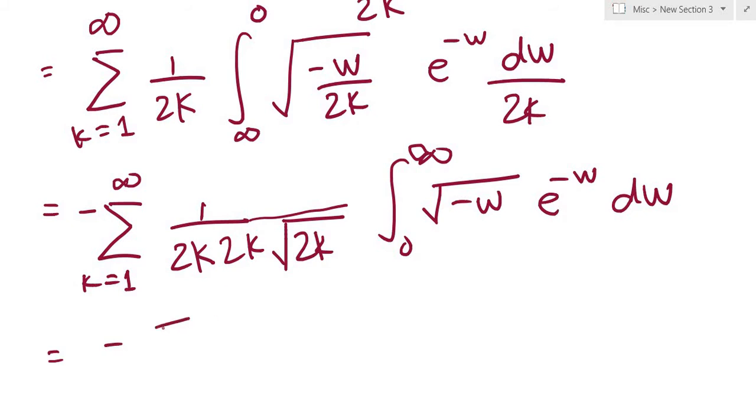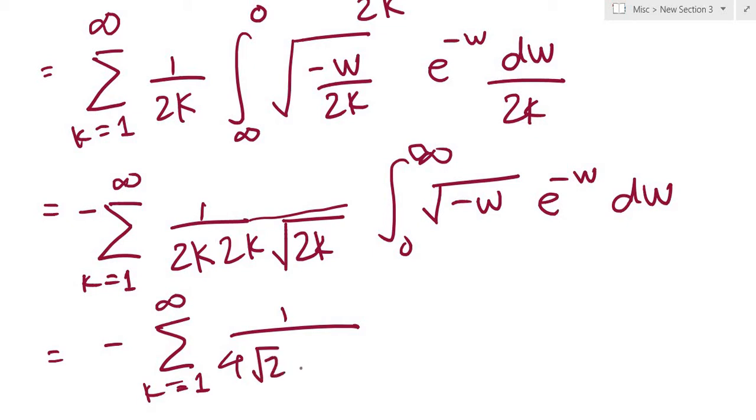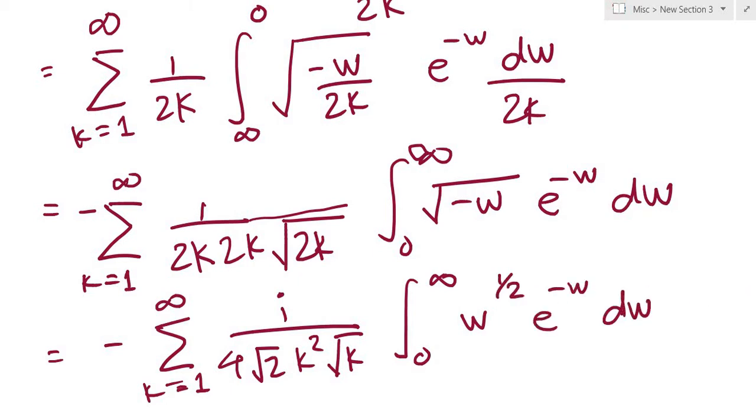Let's clean this up a little bit. Sum from k equals 1 to infinity of, this is 4 root 2 actually, k squared times root k, and we have square root of negative 1 inside times square root of w, so we can pull the square root of negative 1 outside and call it i, because it's an imaginary part. So integral from 0 to infinity of w raised to half e raised to minus w dw.